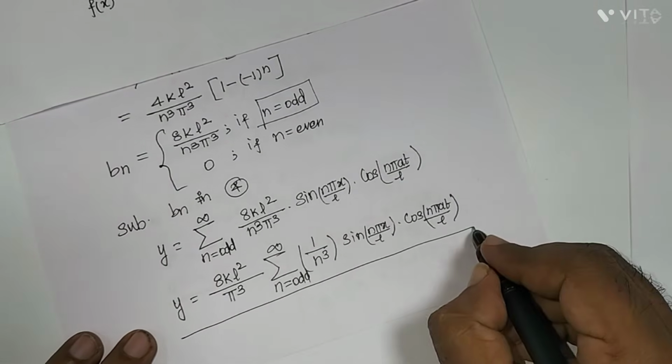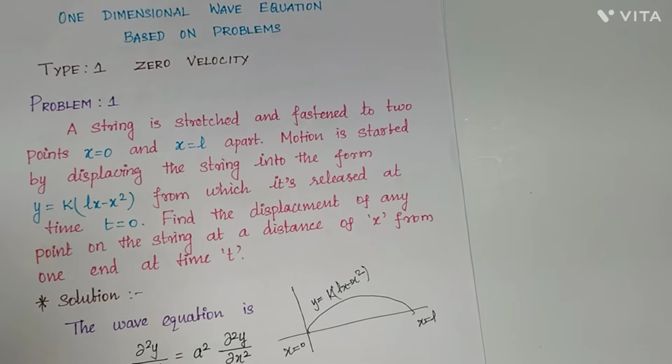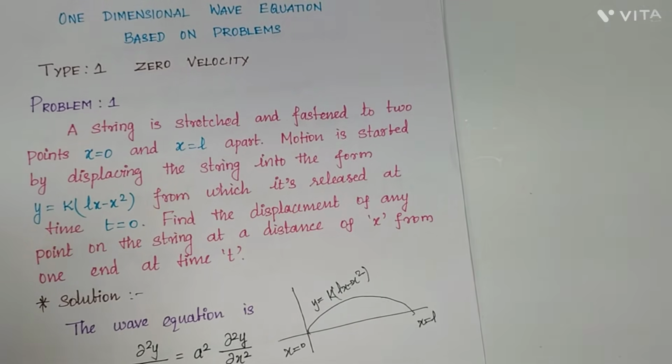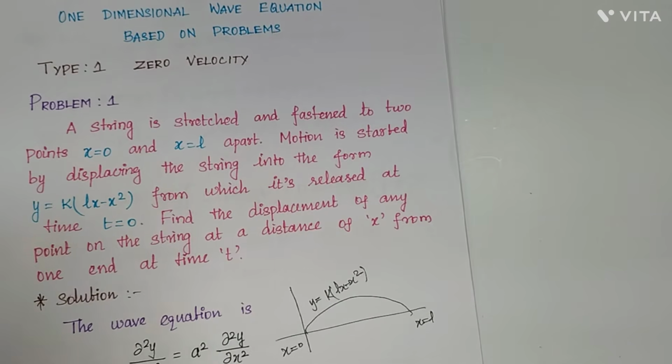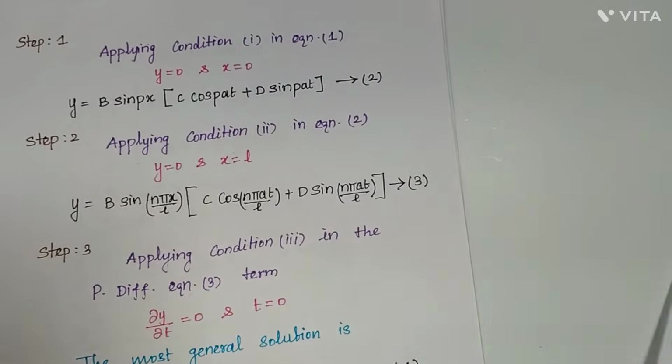So we can recall what we completed in this class. In this class I solved one problem from the zero velocity model. So this is our problem number 1. Just to recall, in the previous videos I gave the working rule for how to find the equation, step 1 to step 4. After that I started one problem. In this problem I found how to find the Bn value.